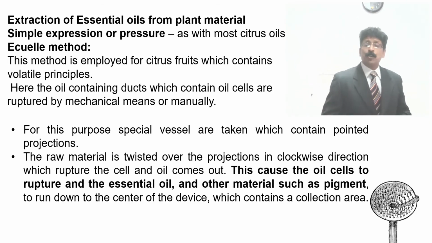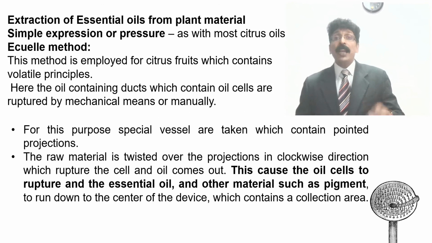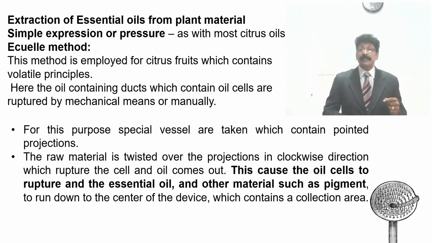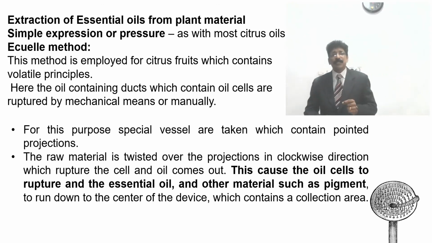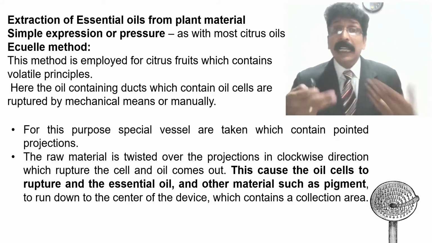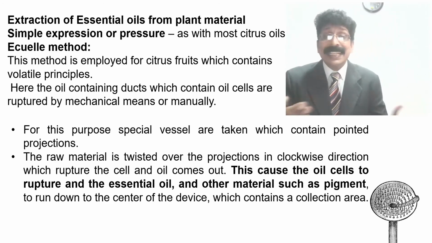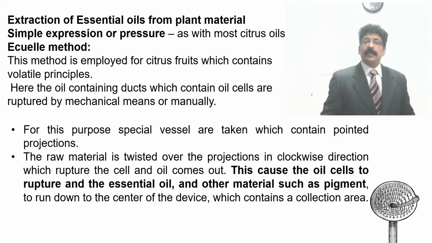The raw material is twisted over the projections in a clockwise direction. It is possible manually, and also mechanically by automatic instruments, which rupture the cells so the oil comes out. This causes the oil cells to rupture, and the essential oil and other materials such as pigments run down into the center of the device, which contains a collection area.